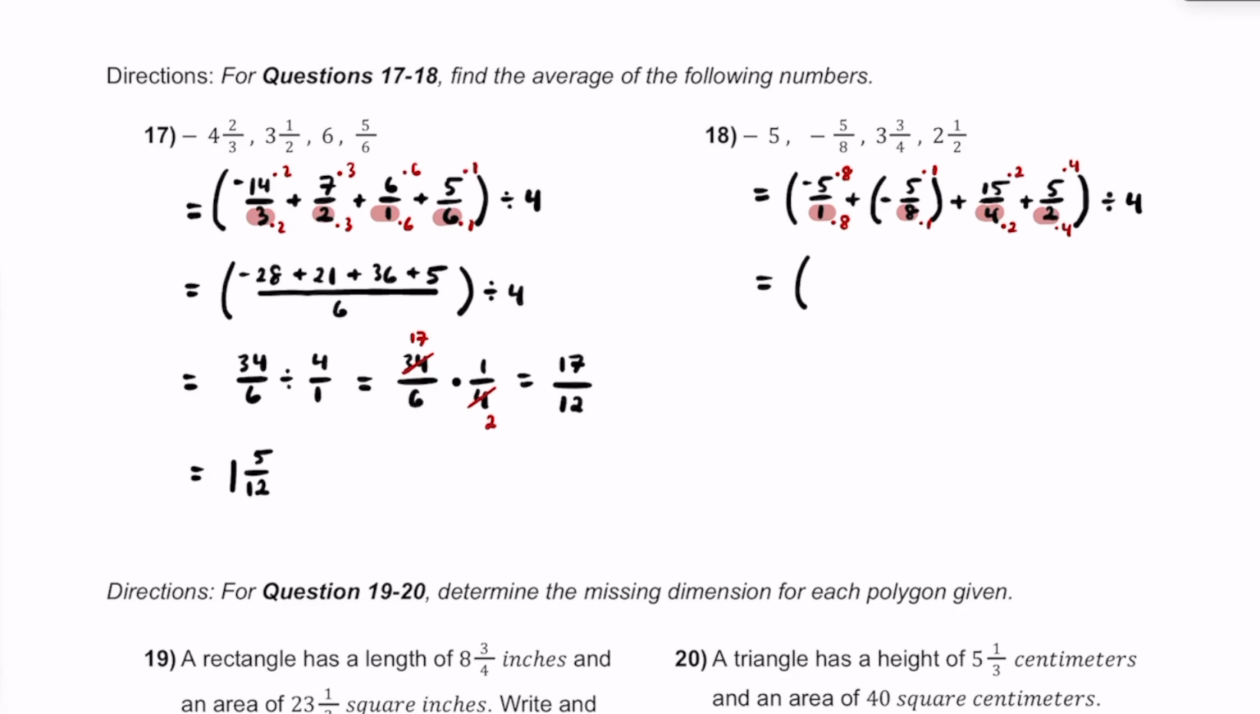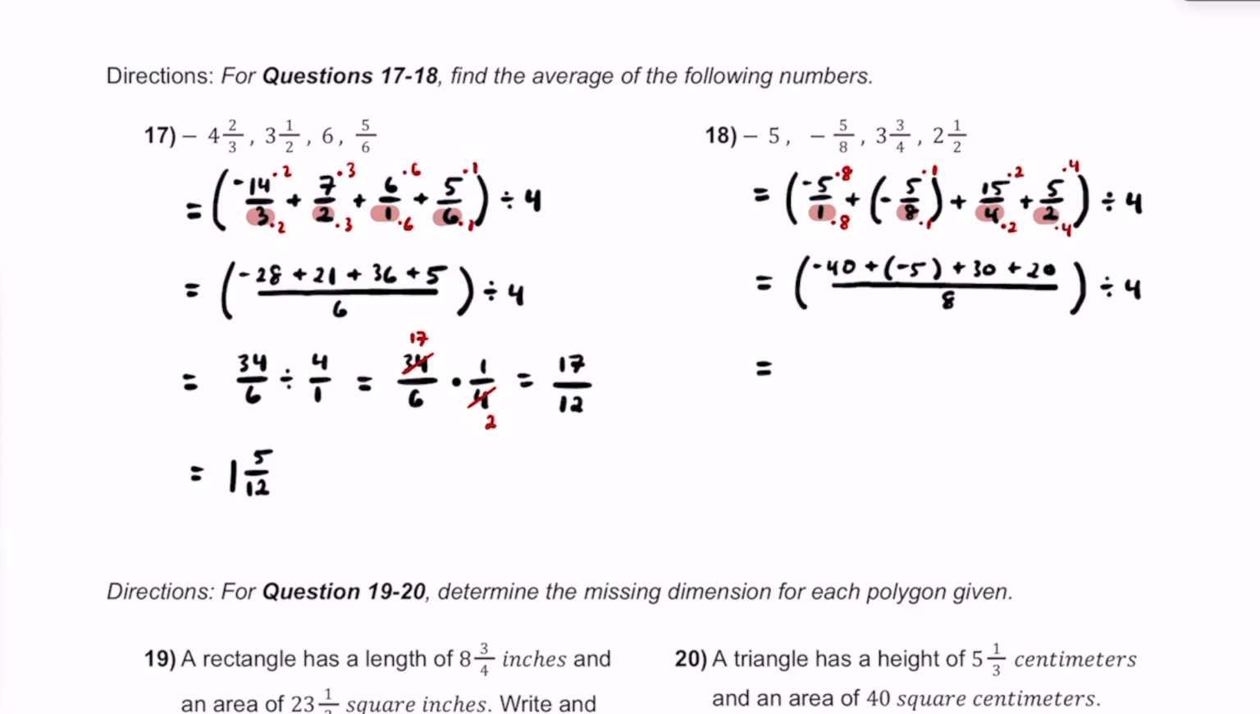So it's going to be negative 5 times 8 is negative 40, plus we have negative 5 times 1, it's going to be negative 5, plus 15 times 2 is going to be 30, plus 5 times 4 is going to be 20. So these would be all the numerators, and again, I'm just rewriting these all over 8 since they're all going to have common denominators of 8, and then let's divide this by 4 afterwards.